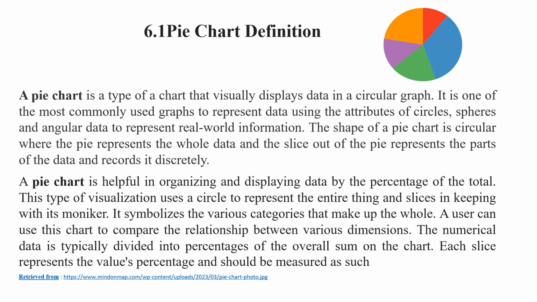A pie chart is helpful in organizing and displaying data by percentage of total. This type of visualization uses a circle to represent the entire thing and slices, in keeping with its moniker. It symbolizes the various categories that make up the whole. A user can use this chart to compare the relationship between various dimensions. The numerical data is typically divided into percentages of the overall sum on the chart. Each slice represents the value percentage and should be measured.